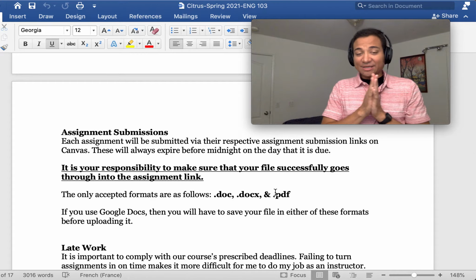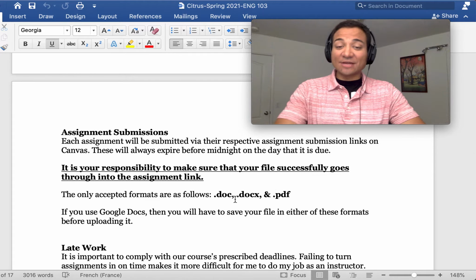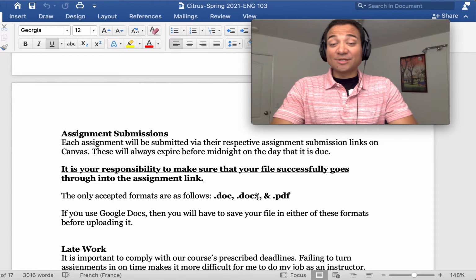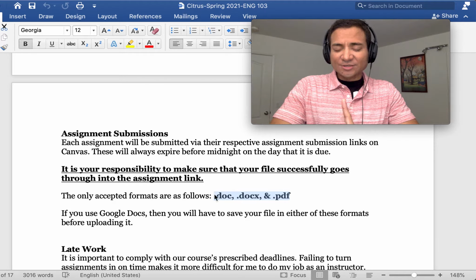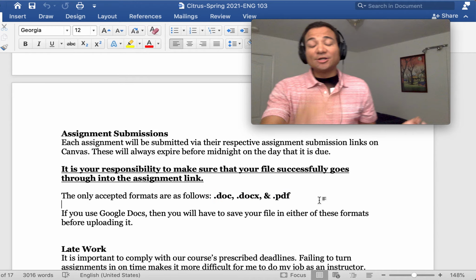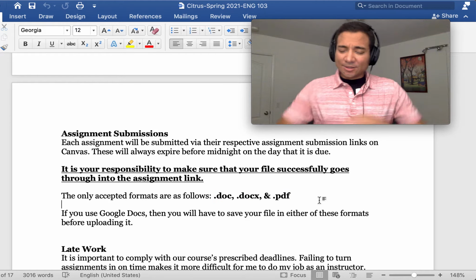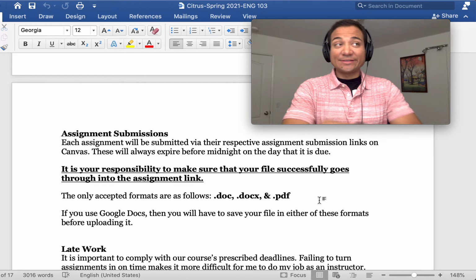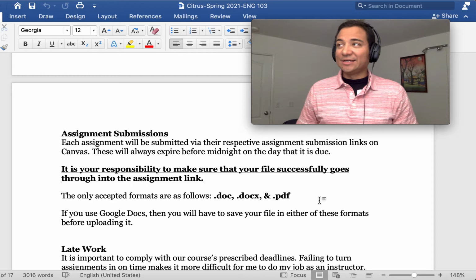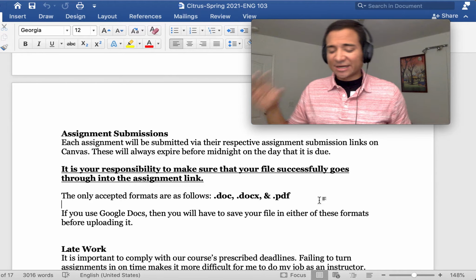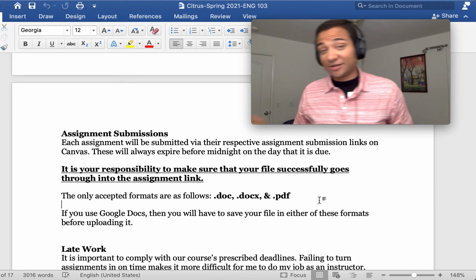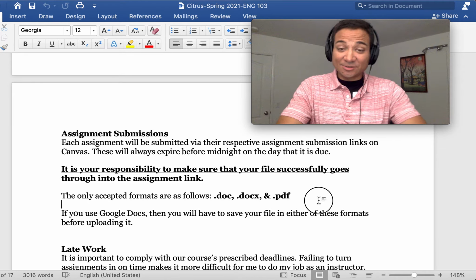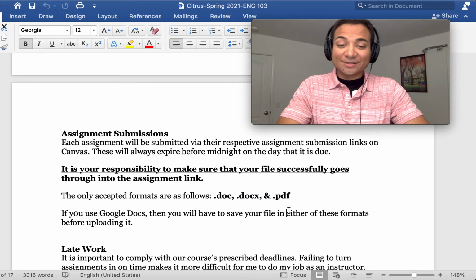Assignment submissions. Okay, please always format your assignments as either .doc, .docx, or .pdf. If you're using Google Docs, please make sure to first convert it into one of these formats before submitting it. Don't submit it as a GDoc. The reason is that Google Docs is quite finicky in that it always requires the sender to give the recipient permission to access the document. A lot of times students forget to do that, and I can't open it. It just gets messy. So please always convert it into one of these formats.